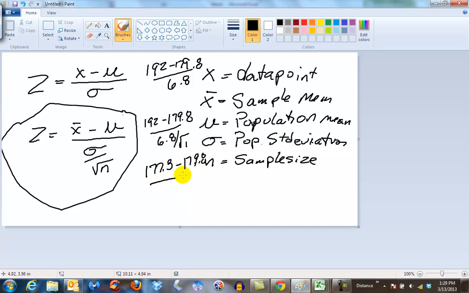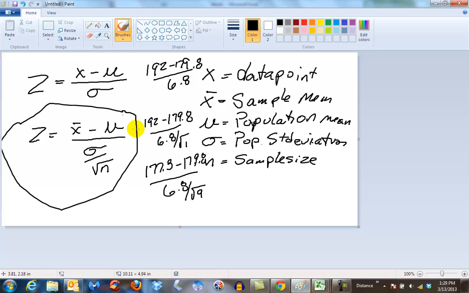So I have 179.8 over 6.8, and now I'm going to divide by the square root of n, which is 9. The reason I picked 9 is because it's nice and easy. I get a simple value, and I would use this and calculate my z-score for this.